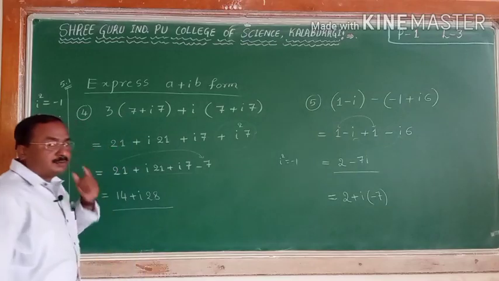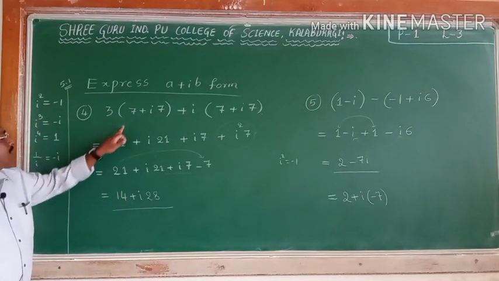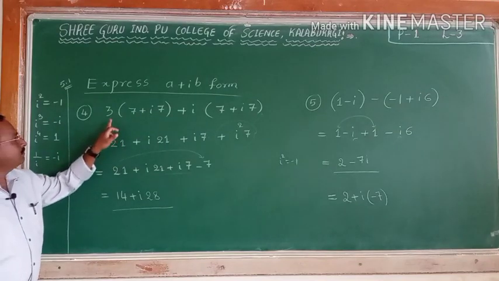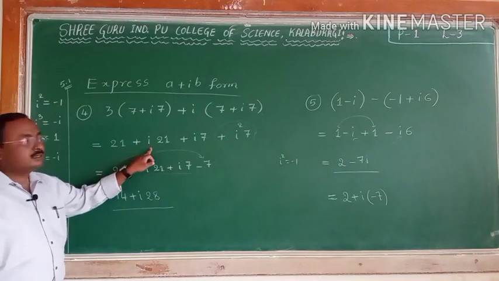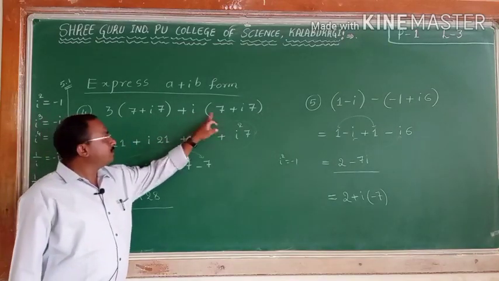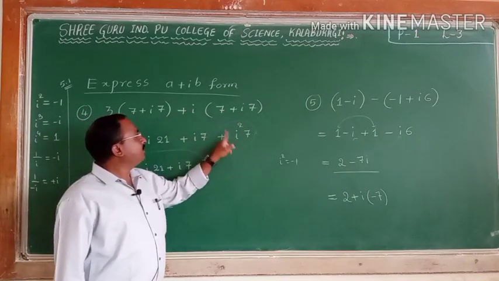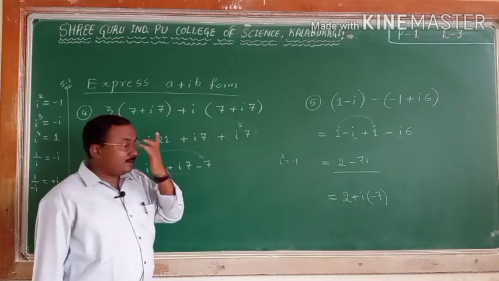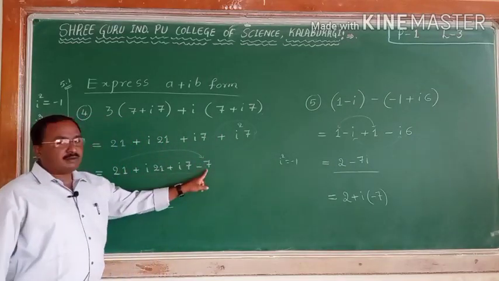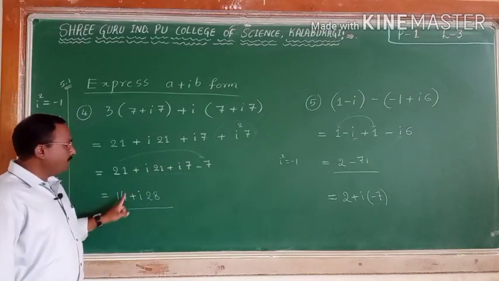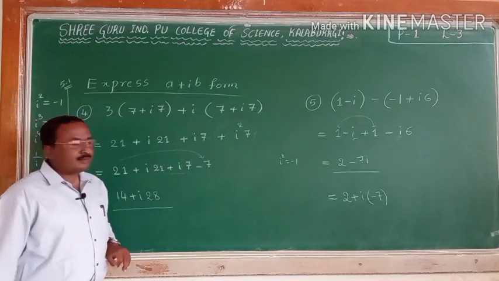Once again, I will explain these two examples. Listen carefully. 3 into 7, 21. i as it is, multiply by i: 7 into i, 7i. i into i square, 7 as it is. i square value is what? Minus 1. Real part, 21 minus 7 is 14. 21i plus 7i, total 28i.